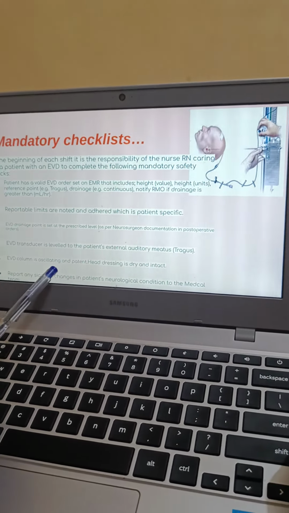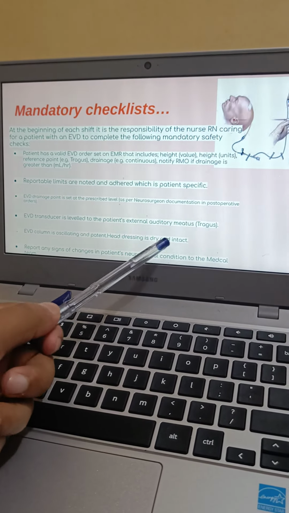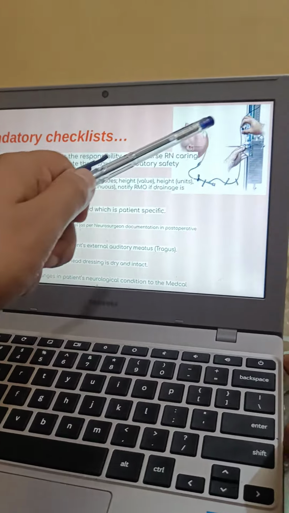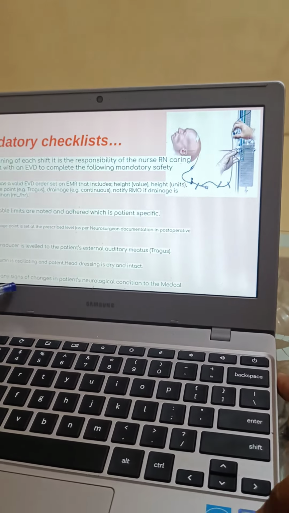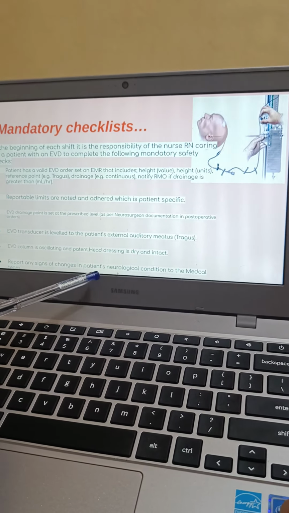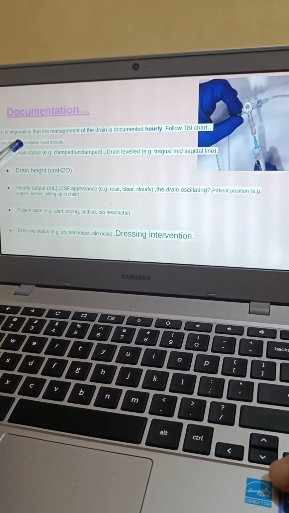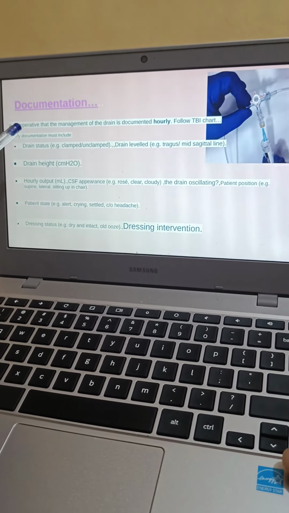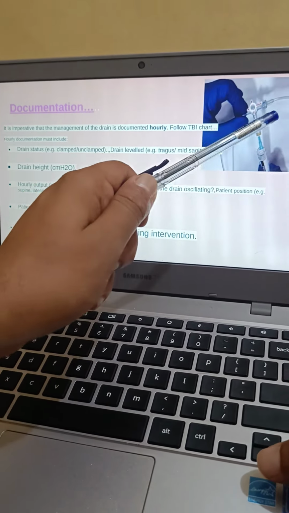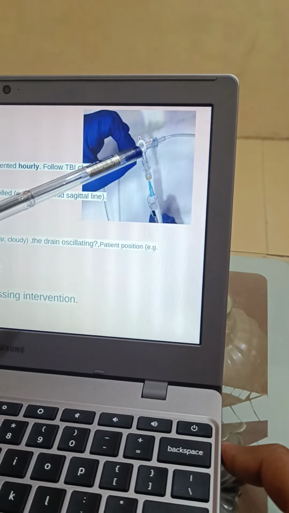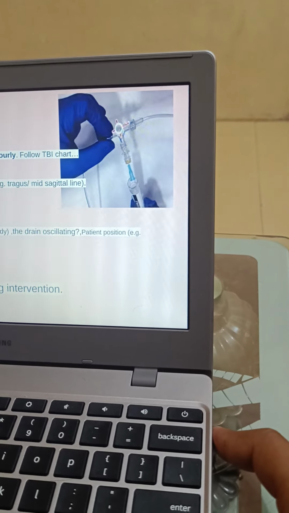Then the EVD column is auscultating, and the patient's head dressing is dry and intact. Whenever we see the dressing, it should be intact, clean and sterile. Then report any signs of changes in the patient's neurological condition to the medical team. Suppose the patient suddenly drops GCS and becomes unconscious, we need to inform. This is a sterile area, so we are not supposed to touch this part with bare hands.